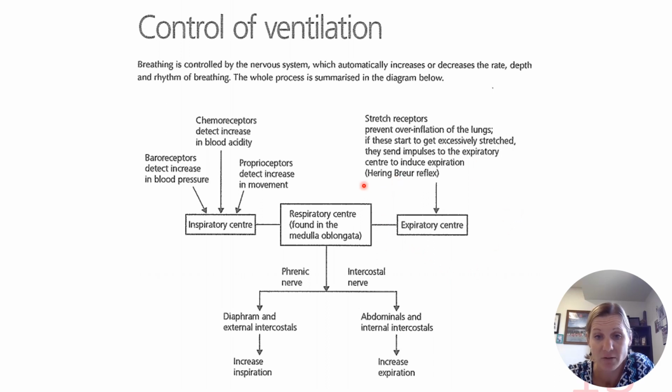The expiratory center is found in the medulla, and that will cause the activation of the intercostal nerve. The intercostal nerve will cause the abdominals to contract, and the contraction of your abdominals is going to create more pressure inside the thoracic cavity, and that's going to help us to produce more pressure so that I have to get those gases out.